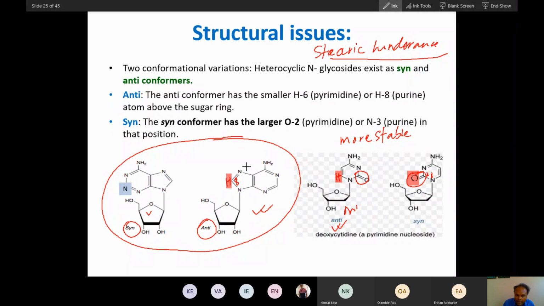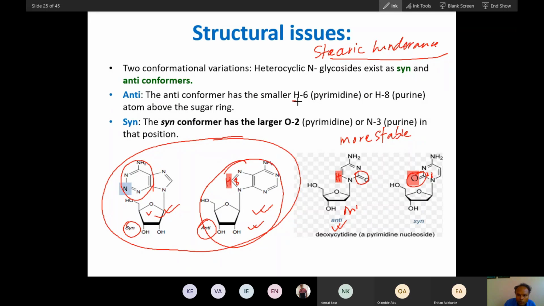Now for DNA, the configuration of the purine is more important, because purine has a bulkier group. Pyrimidine has only an oxo group, so pyrimidine can flip, but purine cannot, and normal DNA cannot afford this. Normal DNA has anti configuration only. We will see this in a while when we talk about DNA structure. I am preparing the background for DNA structure.